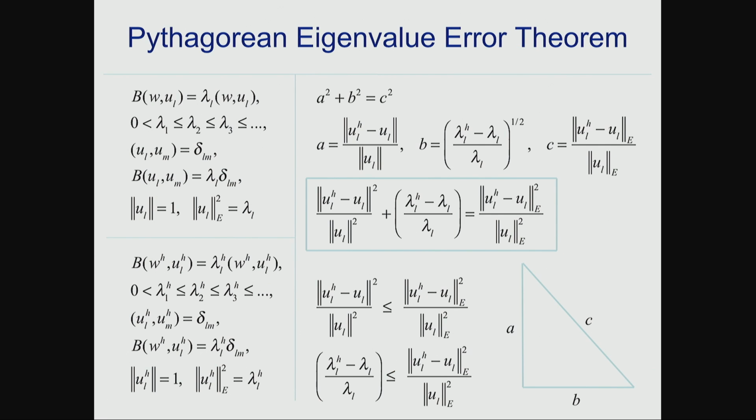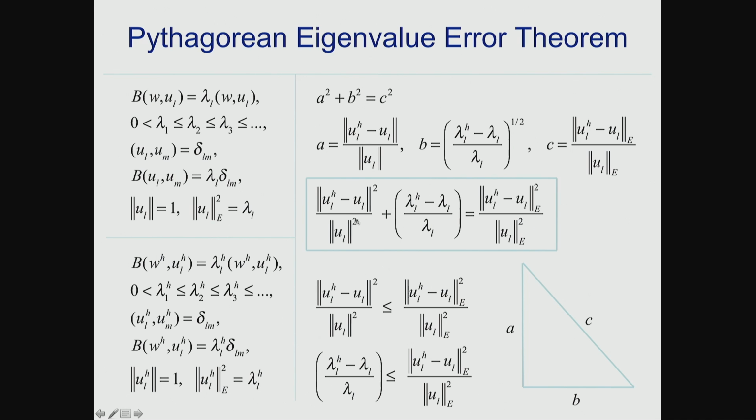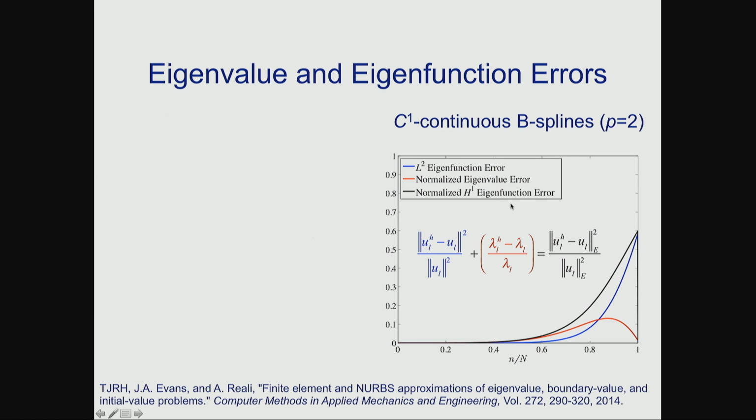Now, to understand what's going on, you need some way of representing things for all the modes in the mesh you're working with, because all modes are present and they can participate in the solution. So this is the Pythagorean eigenvalue error theorem. It pertains to all modes. It relates the L2 norm error of the eigenfunction, the eigenvalue error, and the energy error of the eigenfunction. And it gives you a budget, and you can compute these different values.